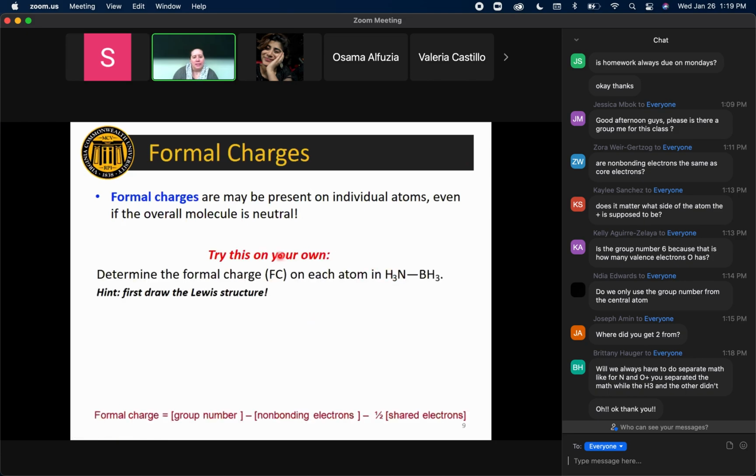Okay, so let's try it together on our own. I want you to determine the formal charge on each atom in H3NBH3. And the very first thing you have to do is draw the Lewis structure. Now I don't have the rules for drawing the Lewis structure up for you because you won't have those rules on tests or quizzes. So that 1, 2, 3 set of rules, but hopefully you have done enough practice that you can go through it and do it on your own. So go ahead and take a minute and draw out the Lewis structure of NH3BH3.